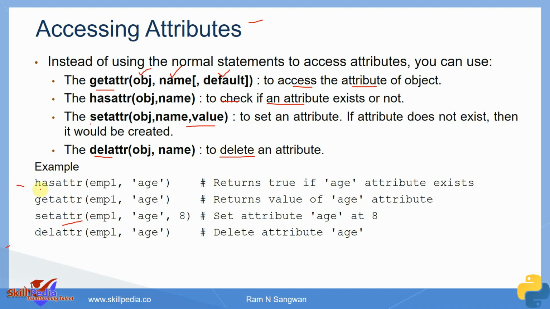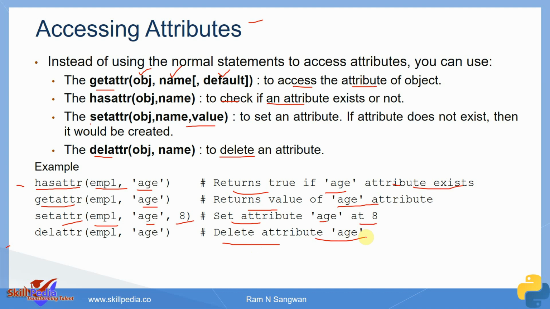Take an example: hasattr(employee1, 'age'). Does the object employee1 have the attribute age? It returns true if the age attribute exists. Similarly, getattr(employee1, 'age') returns the value of the age attribute. setattr(employee1, 'age', 8) sets the attribute age to 8. And delattr deletes the attribute age. So we can separately manage these attributes, access them, and check them using a set of functions: getattr, hasattr, setattr, delattr. These are inbuilt functions and methods which can be used.